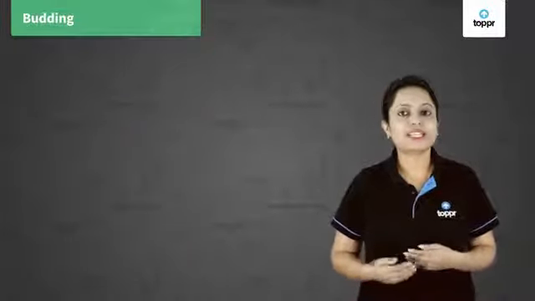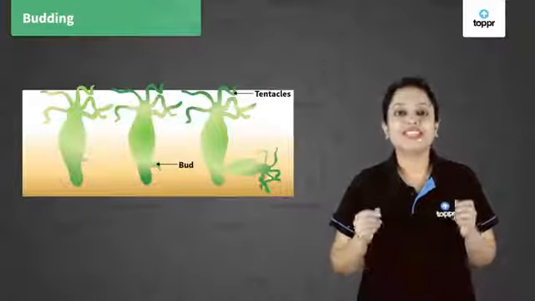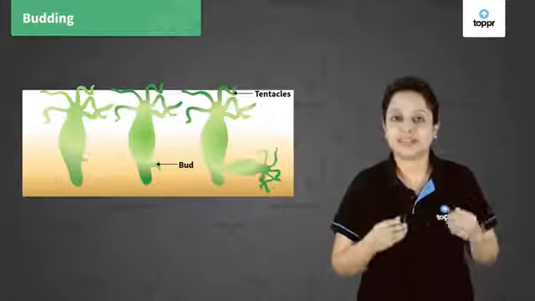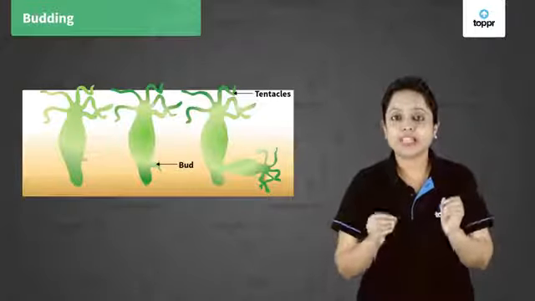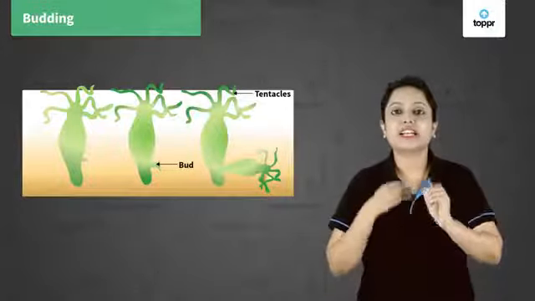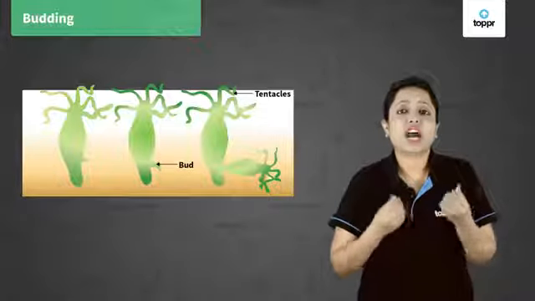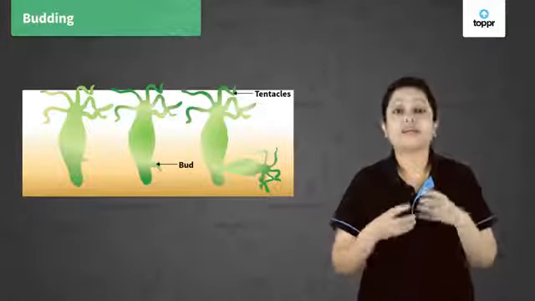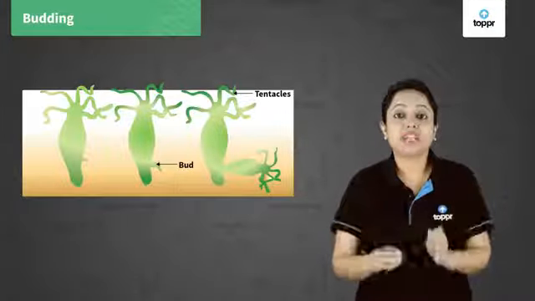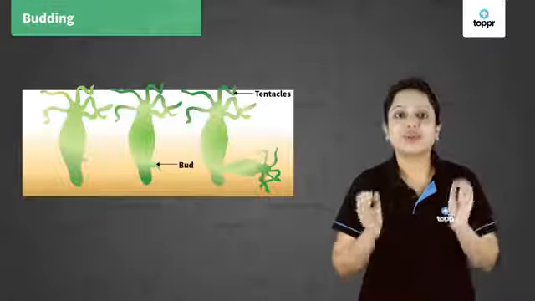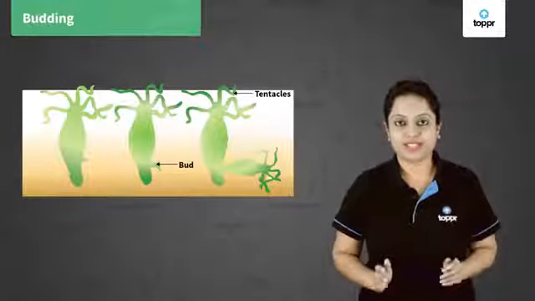Next method is budding. It is also present in Hydra. Regenerative cells in Hydra are responsible for budding. This budding is the result of repeated cell division at a particular site. It is nothing but just an outgrowth. When this bud matures, it detaches from the body of the parent and then grows as a new individual.